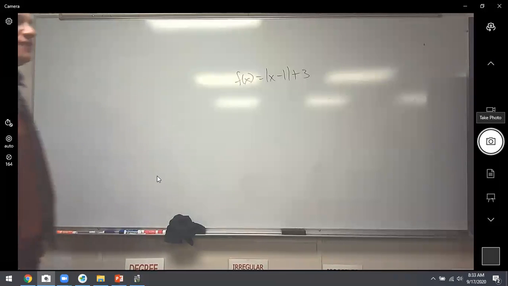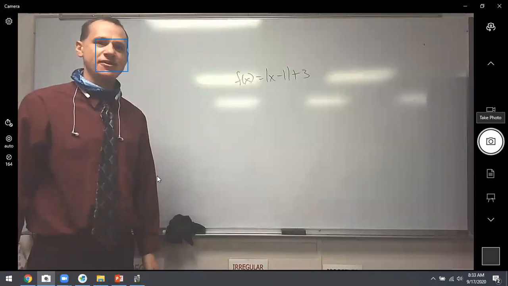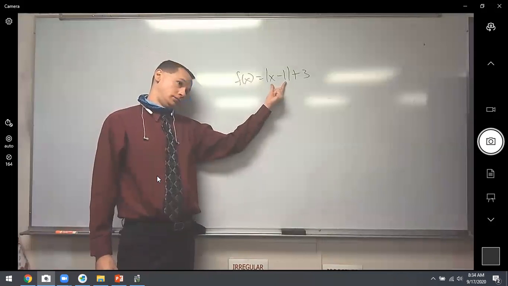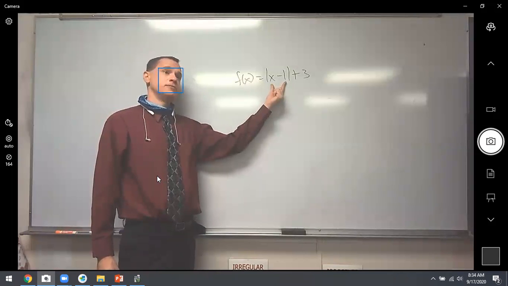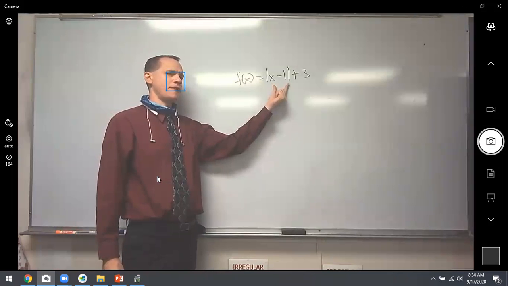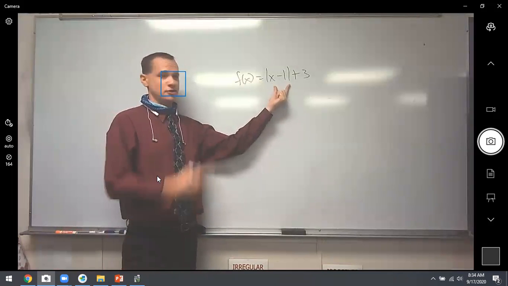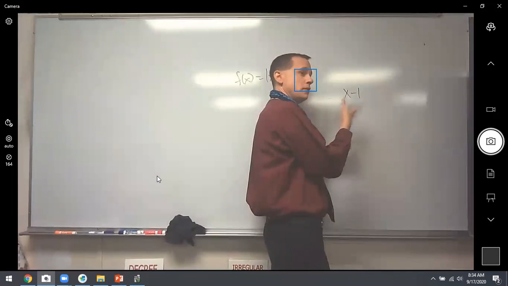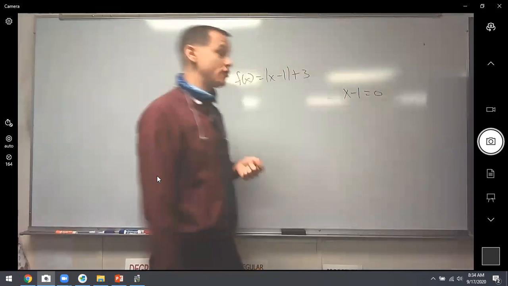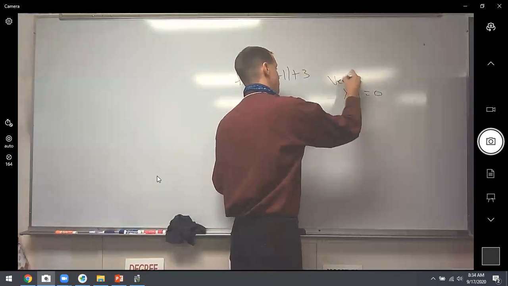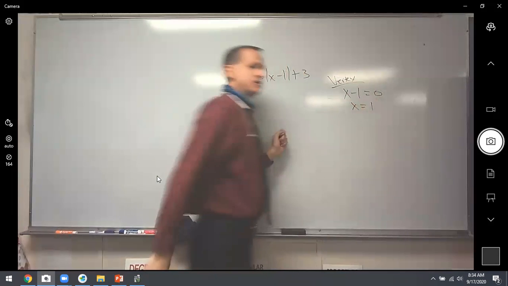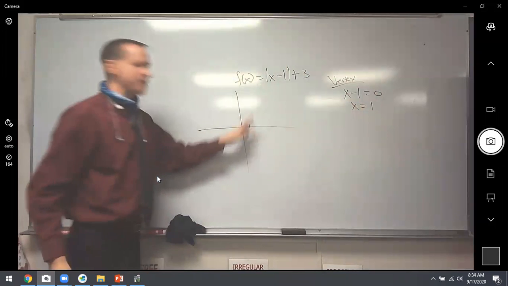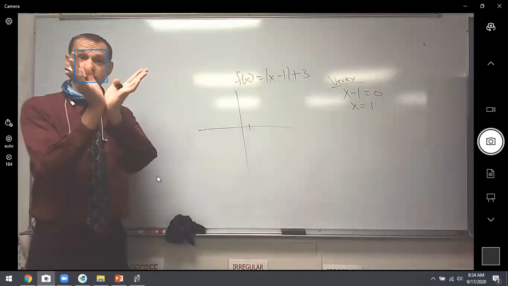The thing I keep harping on is the vertex happens when the stuff inside of this is equal to what? What number did I say 3 times? Should be equal to 0. It was in your notes: when the stuff inside your absolute value is equal to 0, that's where my vertex will be. So I'm trying to figure out where my vertex is. And that's pretty easy to solve. That happens when x is 1. So when x is 1, this is where my corner is going to be, okay?